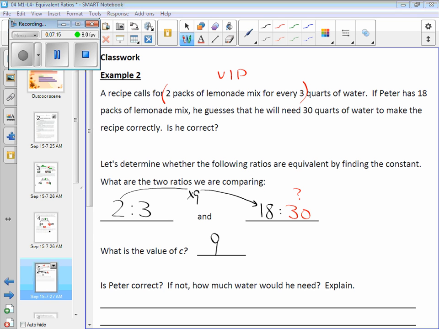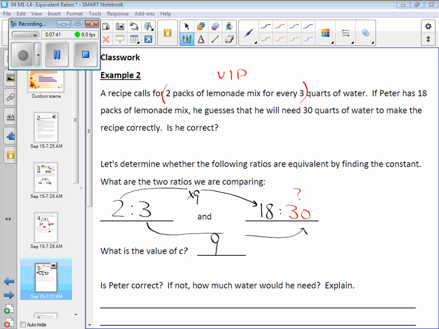If this is an equivalent ratio, and if 30 is accurate, you should be able to take the second part of the ratio and multiply it by 9. And you'll see we have an issue, don't we? Will 9 work? It does not. Therefore, 30 is not correct. What should it be? 10.